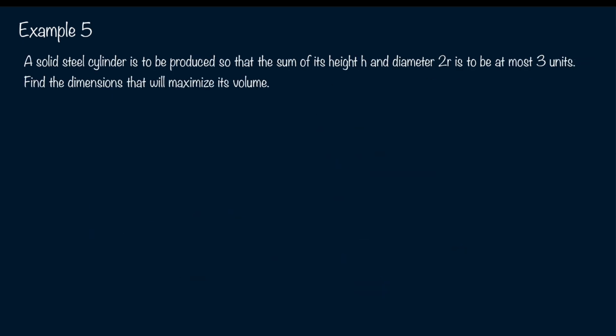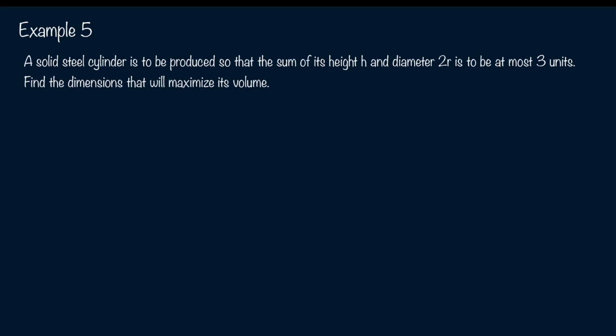Example 5. A solid steel cylinder is to be produced so that the sum of its height h and diameter 2r is to be at most 3 units. Find the dimensions that will maximize its volume.